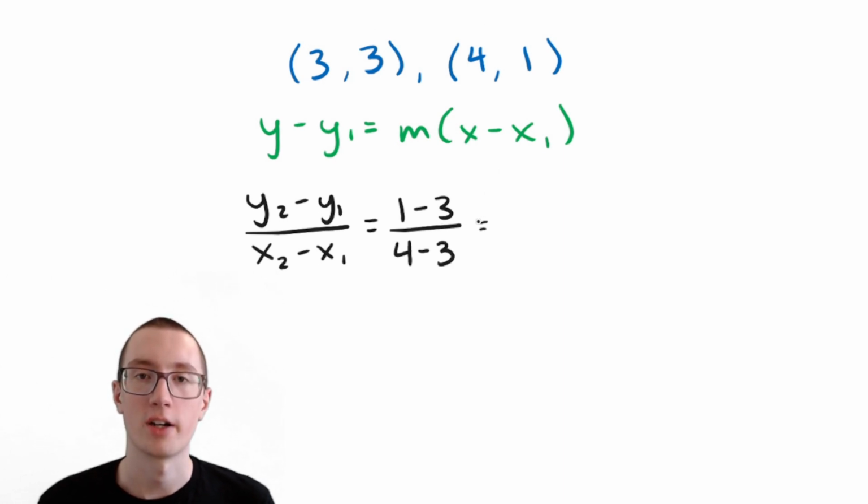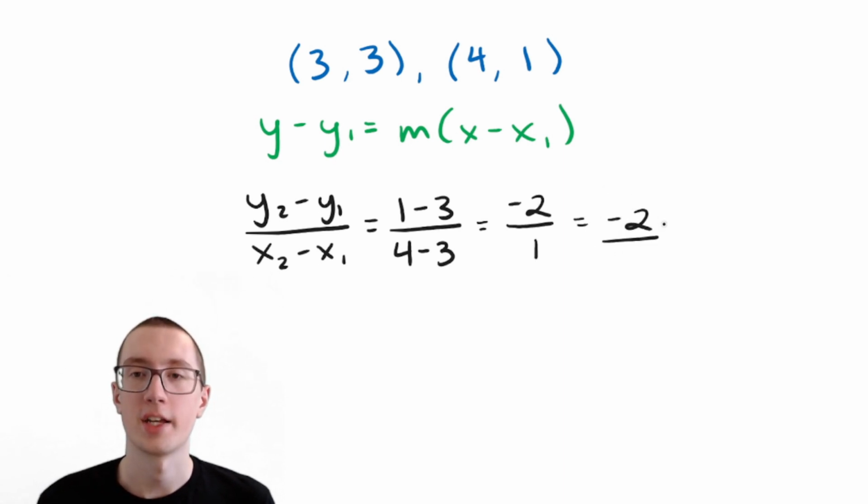So now we just need to do the subtraction. 1 minus 3 is -2. Remember, you earned $1 and then lost $3, so you were down $2. 4 minus 3 is 1, and anything over 1 is just itself. So -2 divided by 1 is just -2. So our final m is -2.